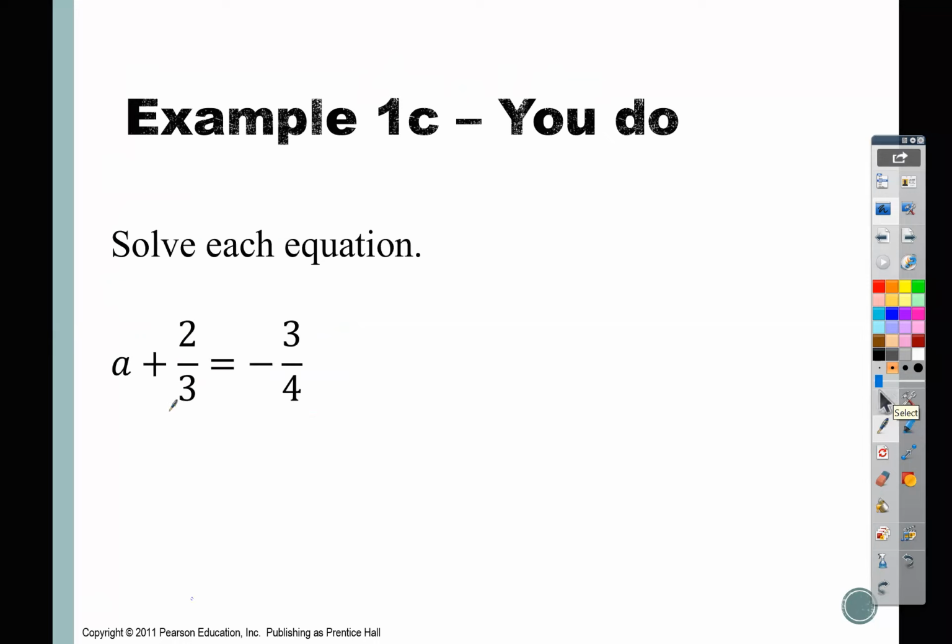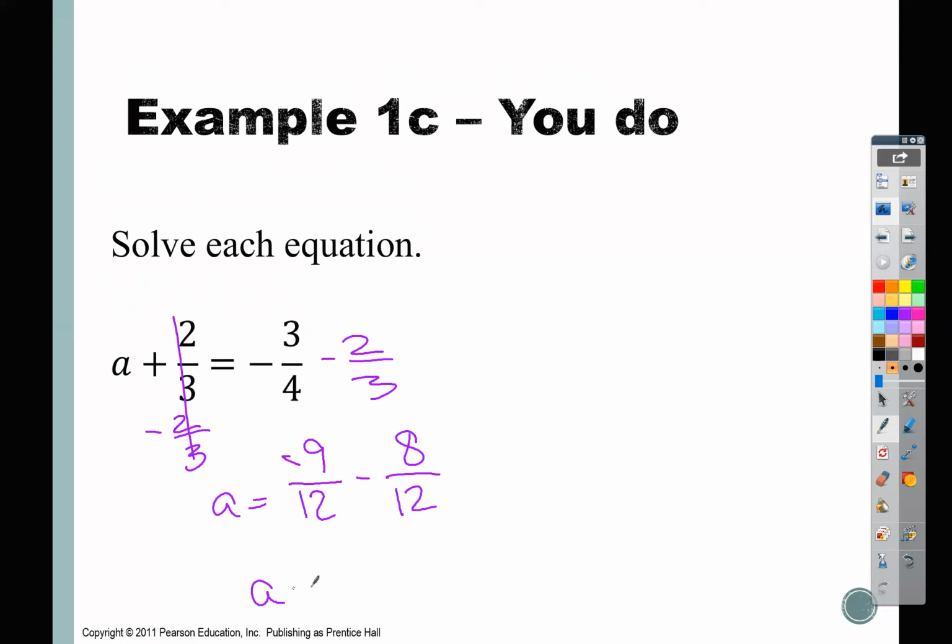Okay, now we're going to do it together. So I've got minus 2 thirds. So this cancels out. Anytime you have to subtract fractions, you're going to get a common denominator. So the common denominator would be 12. So this would be negative 9/12. Okay, so 3 times what gives me 12? 4. So 4 times 2 is 8. This is how I'm getting this. So negative 9 minus 8 is negative 17 over 12. So that is what you should have gotten for your answer.